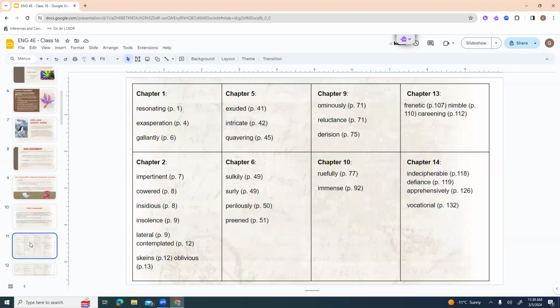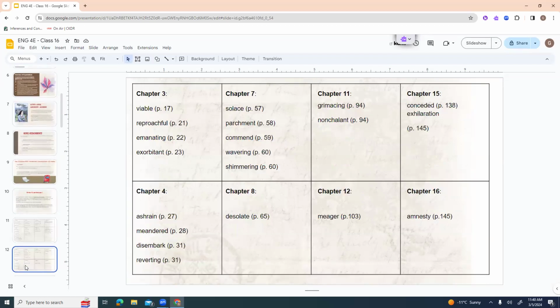Okay, so here is the beginning. And for me, this table that they created is non-intuitive because you have to read it down rather than across. So in chapter 1, we've got the words resonating, exasperation, and gallantly. Chapter 2, we have impertinent, coward, insidious, insolence, lateral, contemplated, schemes, and oblivious. And then I'm going to pop down to here.